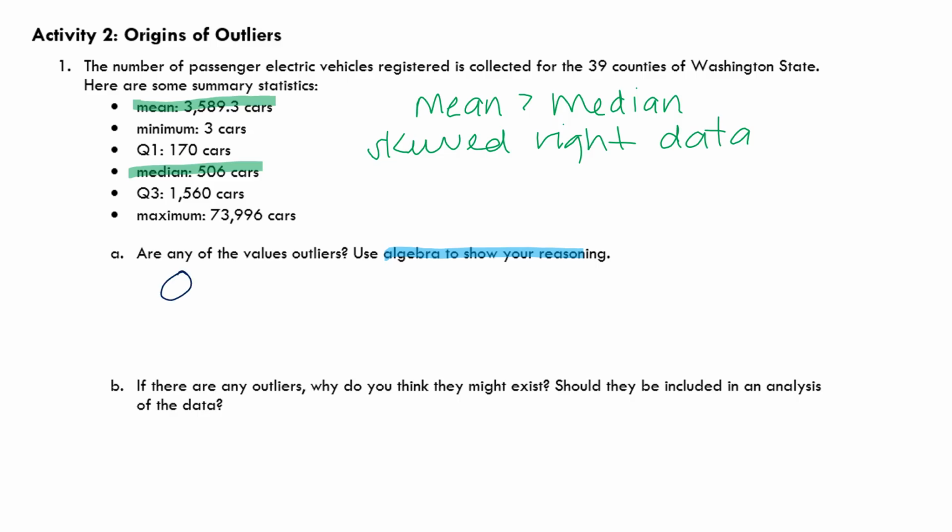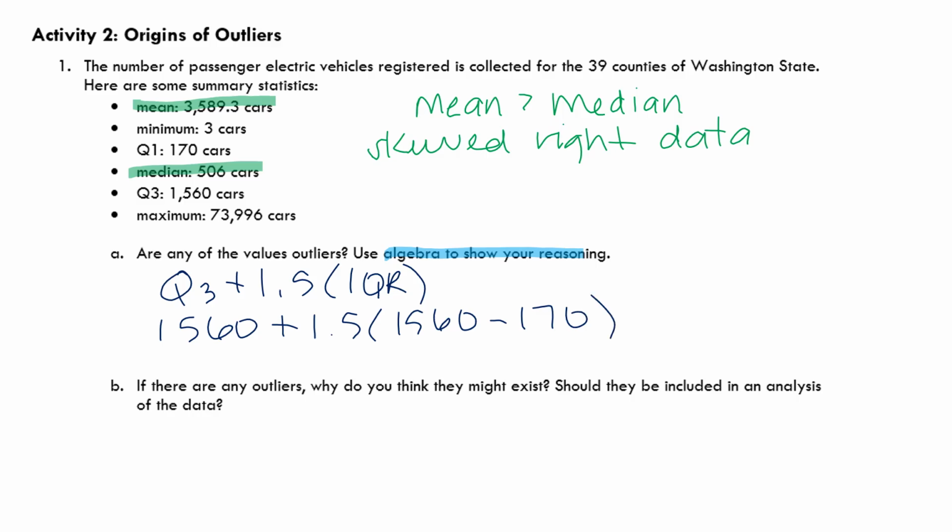So quartile 3 plus 1.5 times the IQR. Quartile 3 is 1,560 plus 1.5 times the IQR, which you would need to do 1,560 minus 170. So use your PEMDAS, use your order of operations. Do 1,560 minus 170 first, then multiply it by 1.5, and then add it to 1,560. And when you do that, you should get 3,645.